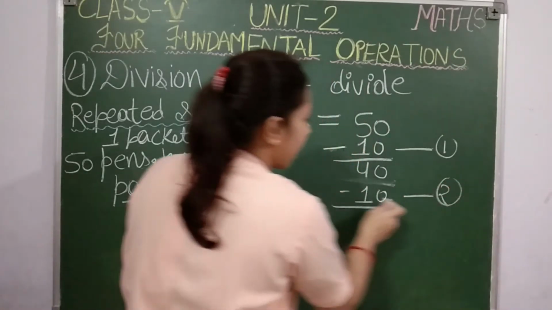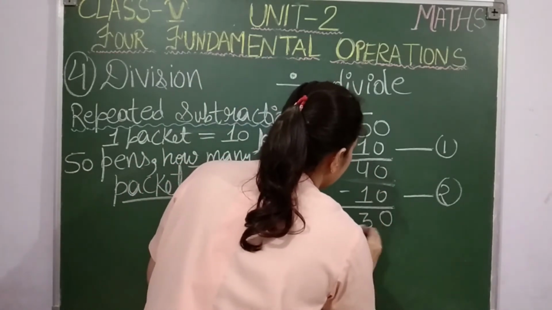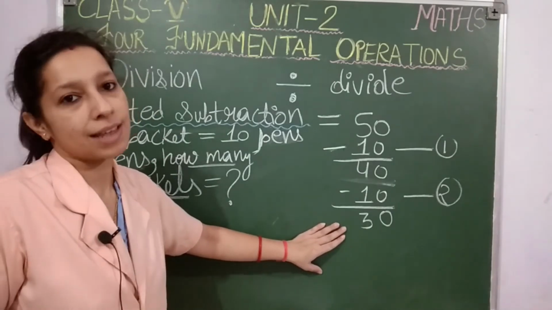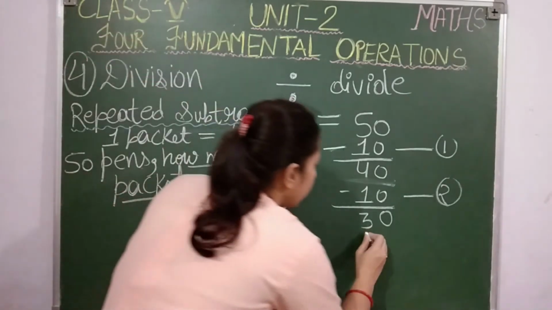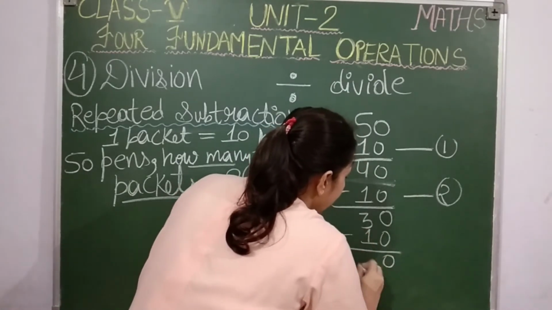Okay, so second packet again we have kept 10 pens. So 0 minus 0 is 0, 4 minus 1 is 3. Still we are with 30 pens. Okay, still 30 pens are remaining with us. Again no problem, I'll take out 10 pens and again I'll keep it in the next packet.